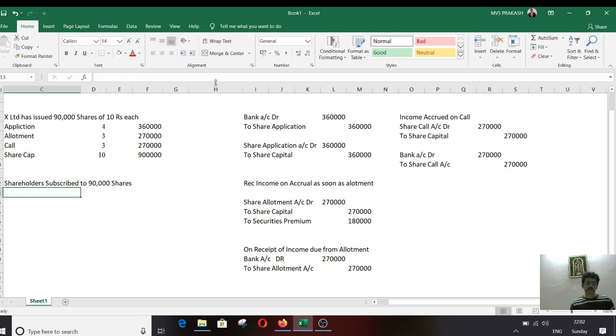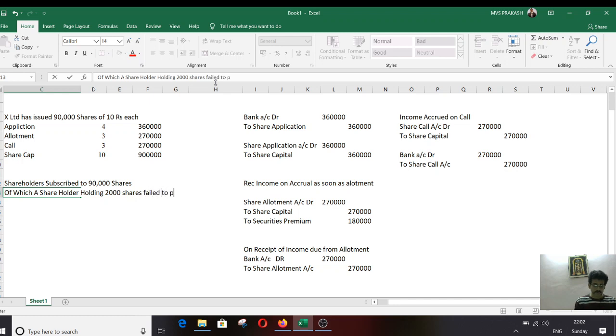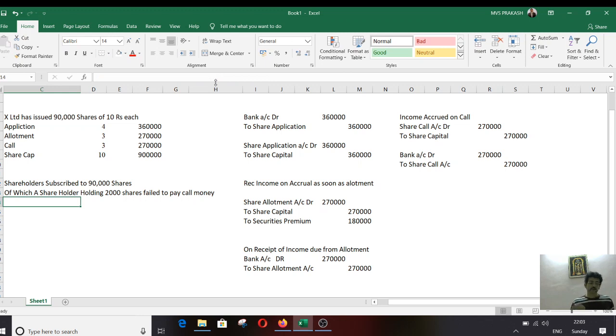I'm just adding one word. Shareholders subscribe to 90,000 shares, of which a shareholder holding 2,000 shares failed to pay the call money. So one shareholder who was holding 2,000 shares failed to pay the call money.